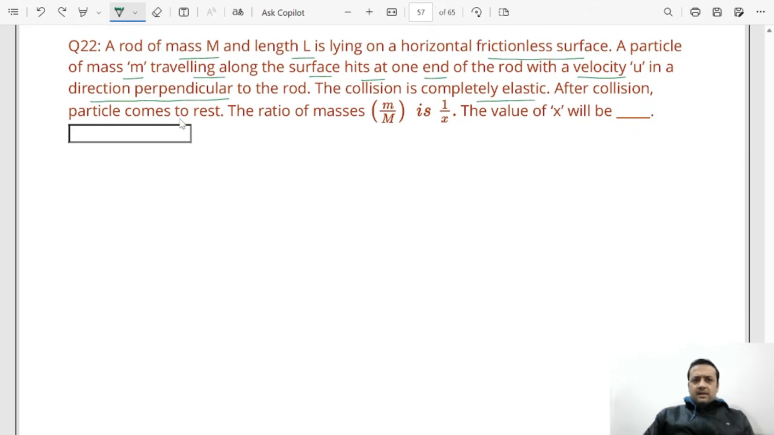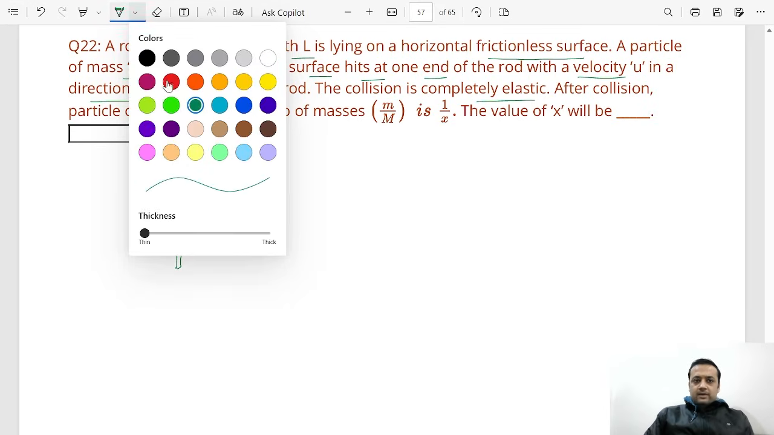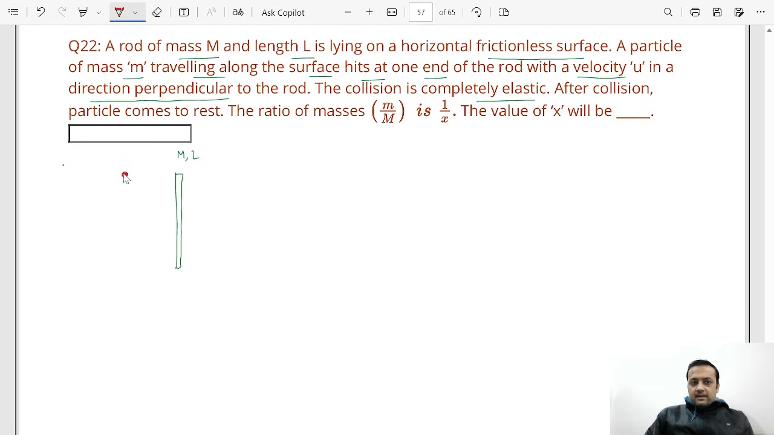So look what is happening here. Let's imagine that this is a rod of mass m, and imagine your screen as a tabletop, that means a horizontal plane. So m comma l. Now a particle of mass m travels along the surface and hits one end with velocity u perpendicular to the rod. It was coming at speed u, and after hitting the end A, okay, so this is the center of mass and this is B, the particle will come to rest.